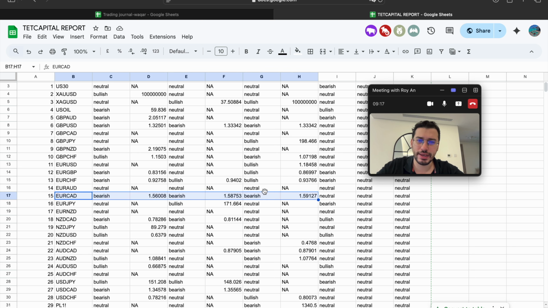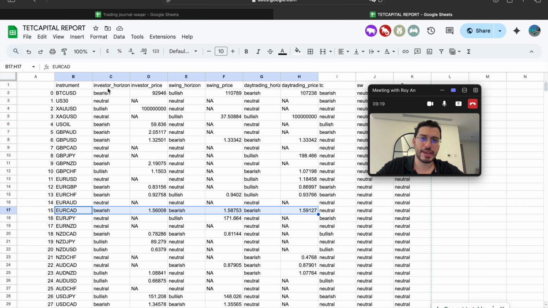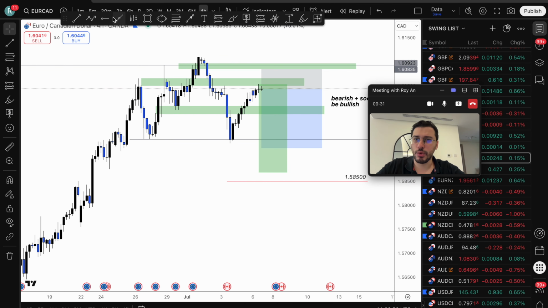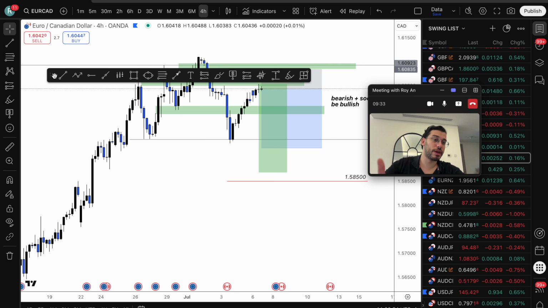You can see that Euro CAD is bearish absolutely everywhere. It's bearish on the investor horizon, it's bearish on the swing horizon, it's bearish on the day trading horizon. So that immediately tells me that I am looking for sells on Euro CAD. So I went to the charts right there, and because I'm looking for bearish trades, I look for a bullish push and then a transition through to the downside. And then I would sell this bearishness down.